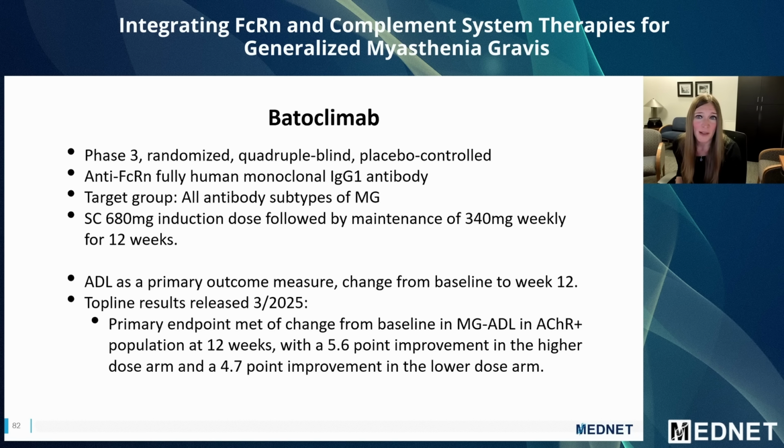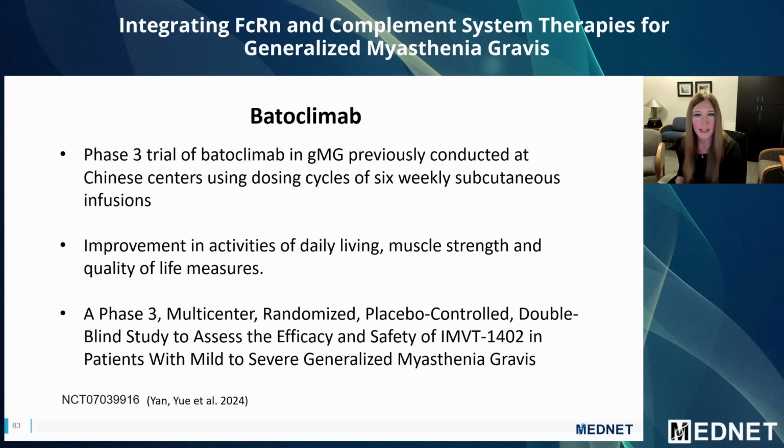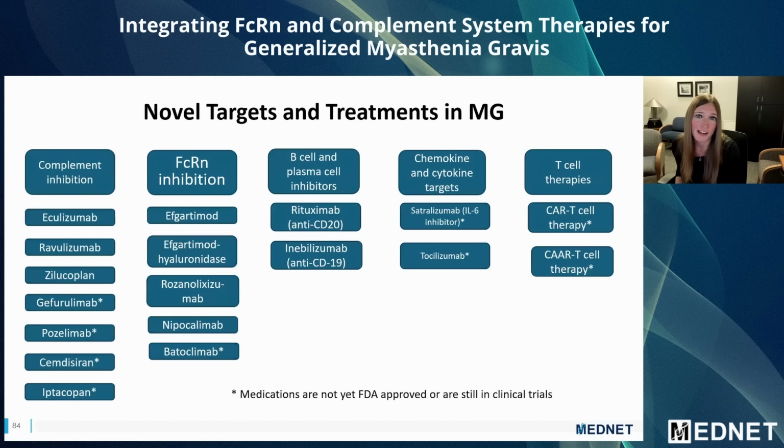Batoclimab was initially a molecule being developed in MG, at a couple of different doses, looking at ADL as the outcome. They had some good initial results. Unfortunately, the side effects included a lot of peripheral edema due to the molecule affecting albumin binding. So they reformulated that molecule into a molecule called IMVT-1402, and that's an ongoing phase 3 trial to reassess that target.